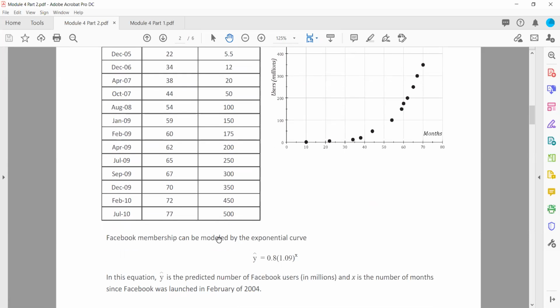Facebook membership can be modeled by the exponential curve y hat equals 0.8 times 1.09 to the x. In this equation, y hat is the predicted number of Facebook users in millions and x is the number of months since Facebook was launched in February 2004. Let's take a look at the formula on the board.